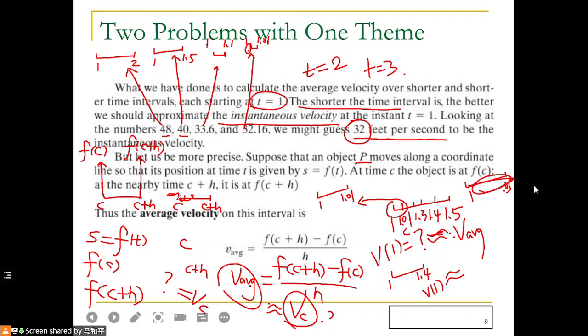This distance is approaching zero, right? This means we let h approach zero. When we let h approach zero, the time interval gets shorter and shorter, right?